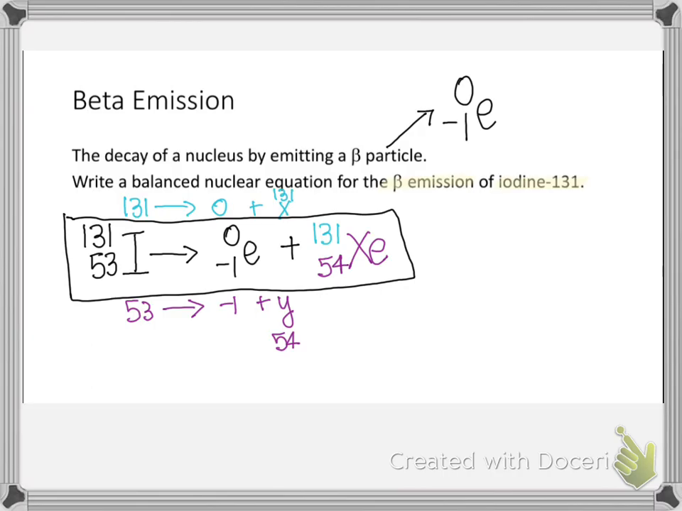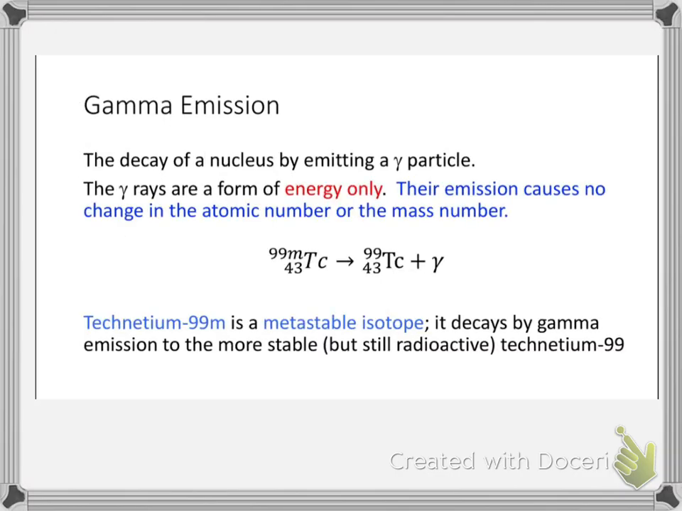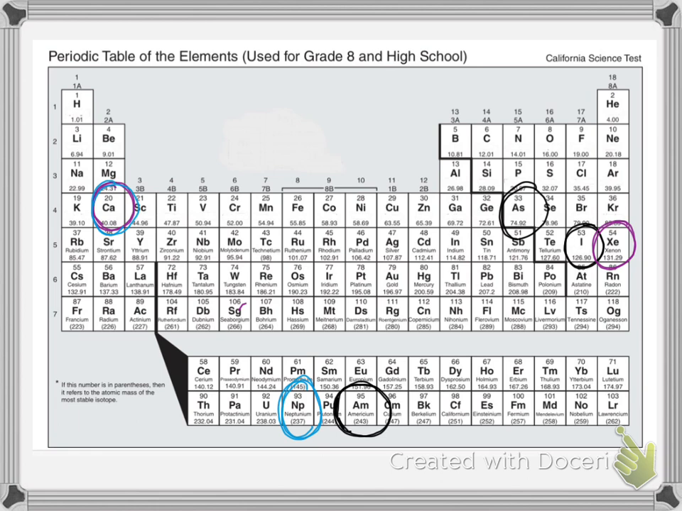So let's try a positron. Hopefully you're seeing a pattern here now. They all kind of work the same way. You do need to take time, read the problem so you're not messing up numbers. So a positron, the decay of a nucleus using a positron. So the symbol that we're going to use for a positron is 0, plus 1, e. So write a balanced nuclear equation for the positron emission of arsenic, which is As-74. So the 74 goes up here. So I've got to go look at my periodic table and find arsenic right there. So it's element number 33.